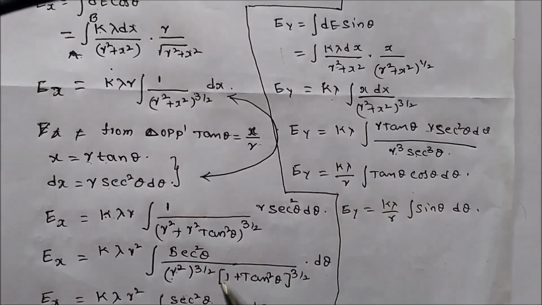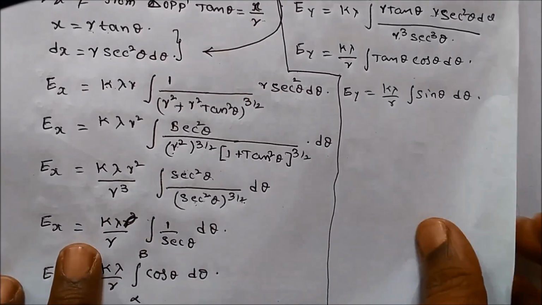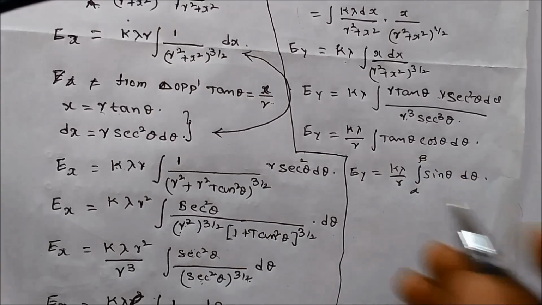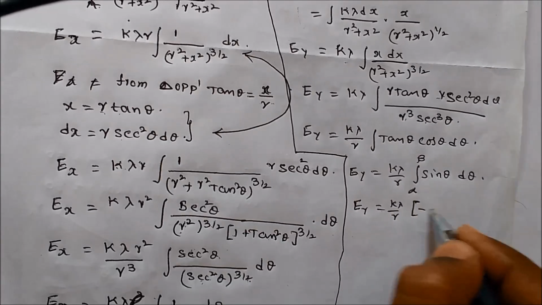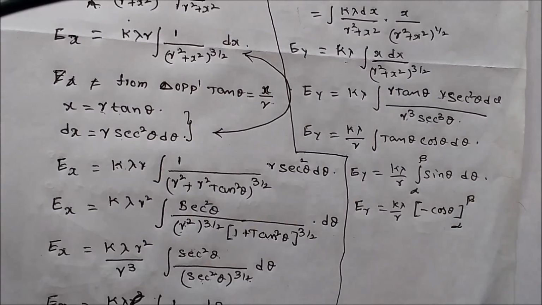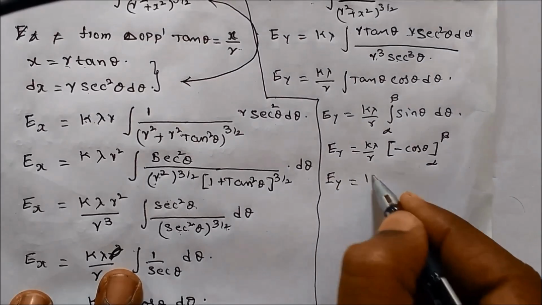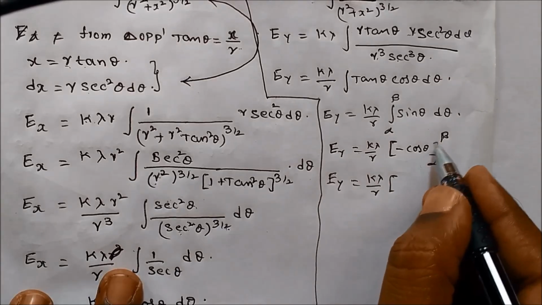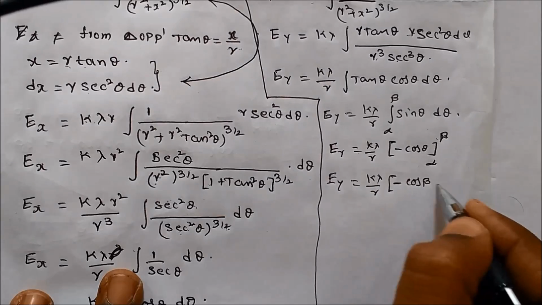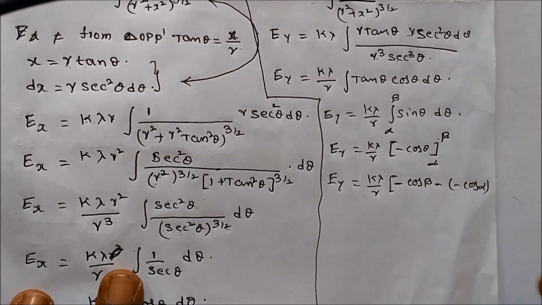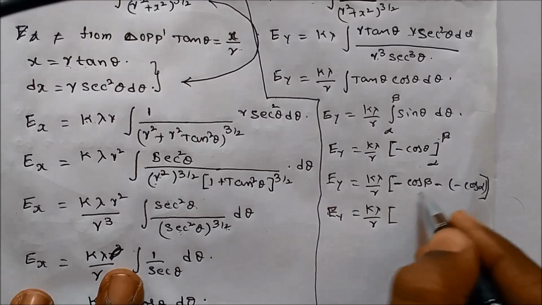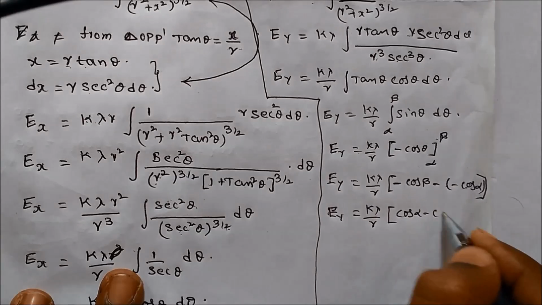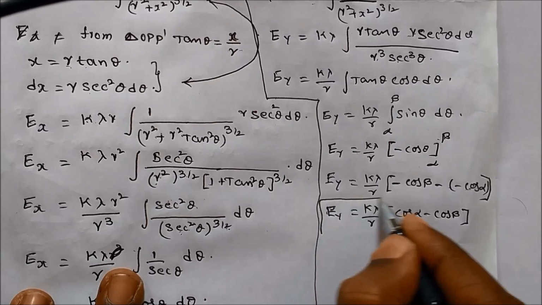Now the limits I'm applying from where to where, like last one I substituted from alpha to beta, same way here also we are substituting alpha to beta. Now Ey is equal to k lambda by r integral sin theta, which is minus cos theta from alpha to beta. Now Ey is equal to k lambda by r, cos theta, here upper limit if you substitute minus cos beta, minus of minus lower limit if you substitute cos alpha, then we will get Ey equal to k lambda by r, cos alpha minus cos beta. This is the field intensity due to the line charge along the y direction.